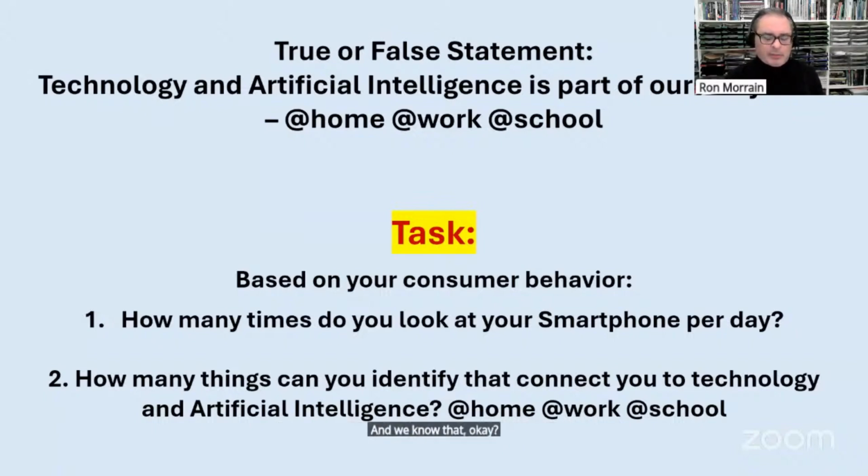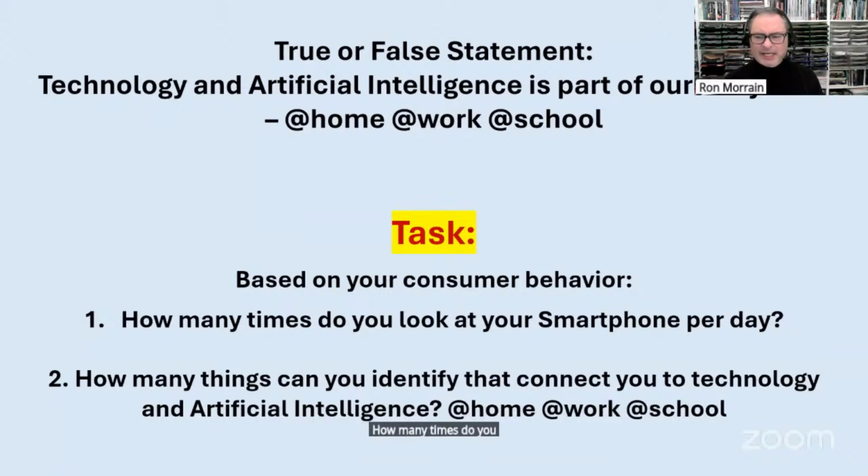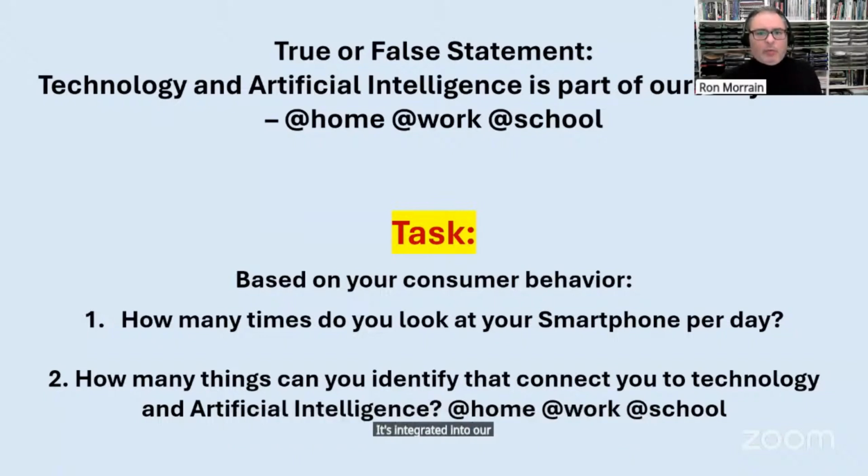And I want you to take one step deeper and really think about it, based upon your consumer behavior: how many times do you look at your smartphone a day? You can check that on your iPhone, and you can check how long you look at it, because that shows how we act towards technology and how technology is integrated into our daily lives at home, at work, and at school.